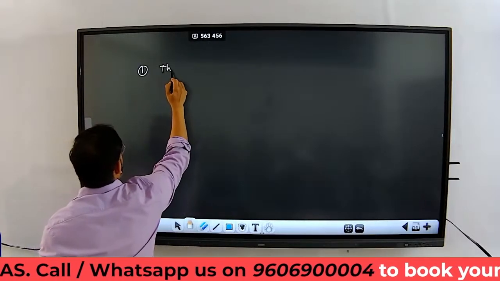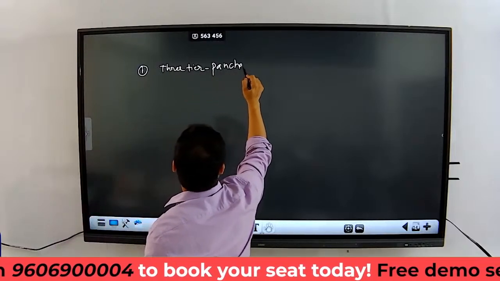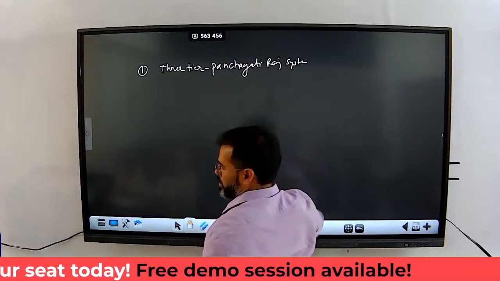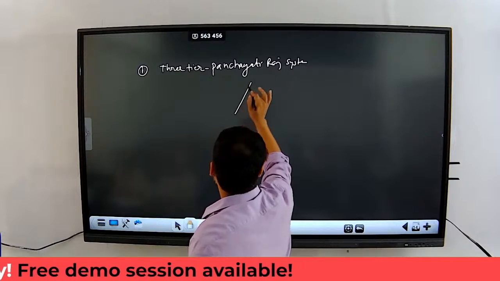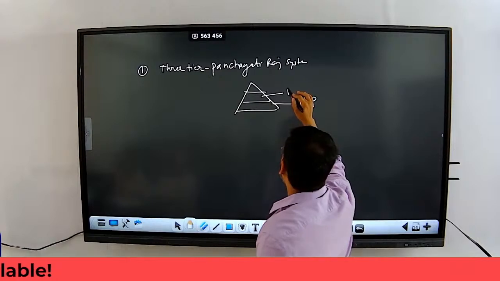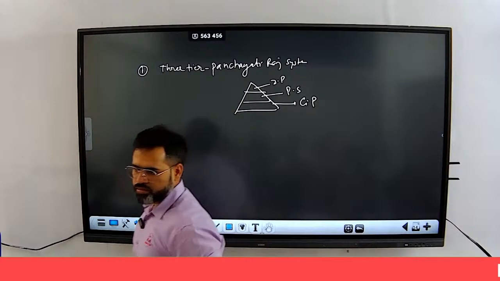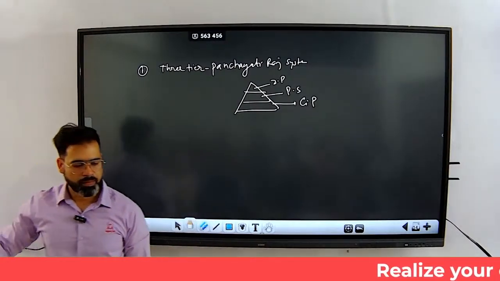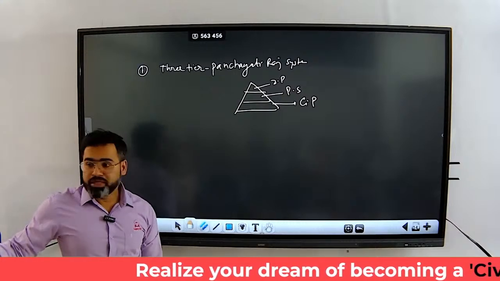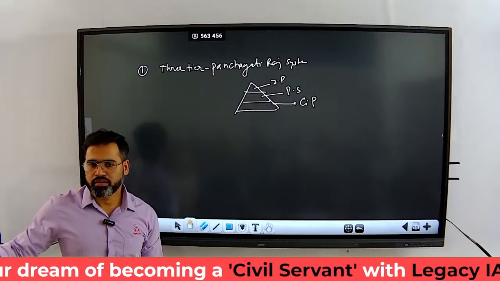First recommendation is a 3-tier panchayati raj system. 3-tier in the sense, for example, first is Gram Panchayat, Panchayat Samiti and Jila Parishad.